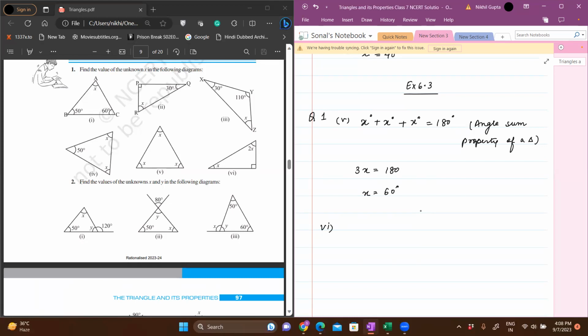Let's take the sixth part also. It is a right angle triangle given to us. One angle is 90 degrees. Next, one is 2x and another is x. Let's total them up. 90 degrees plus x plus 2x is equal to 180 degrees because of the angle sum property of the triangle.